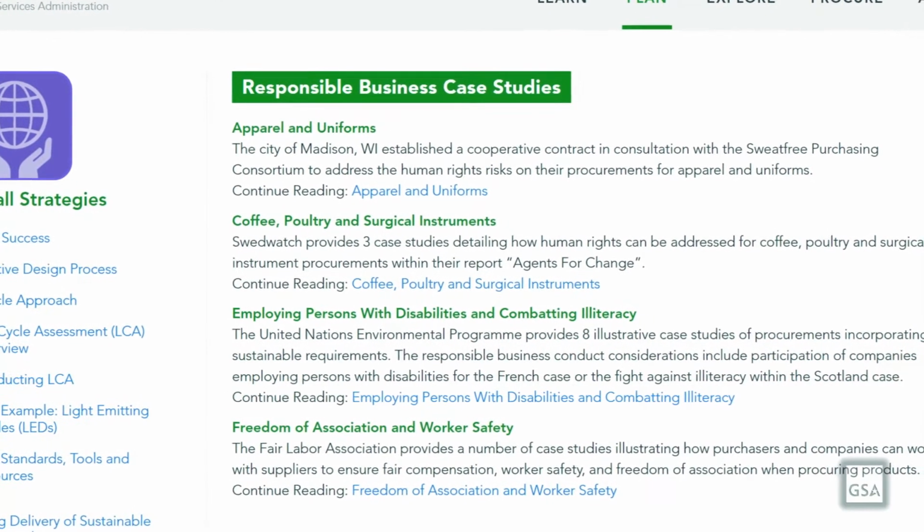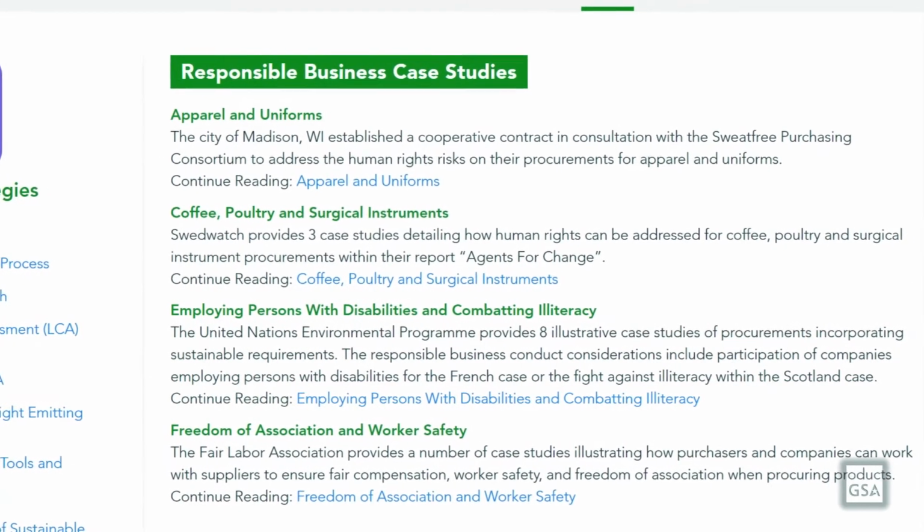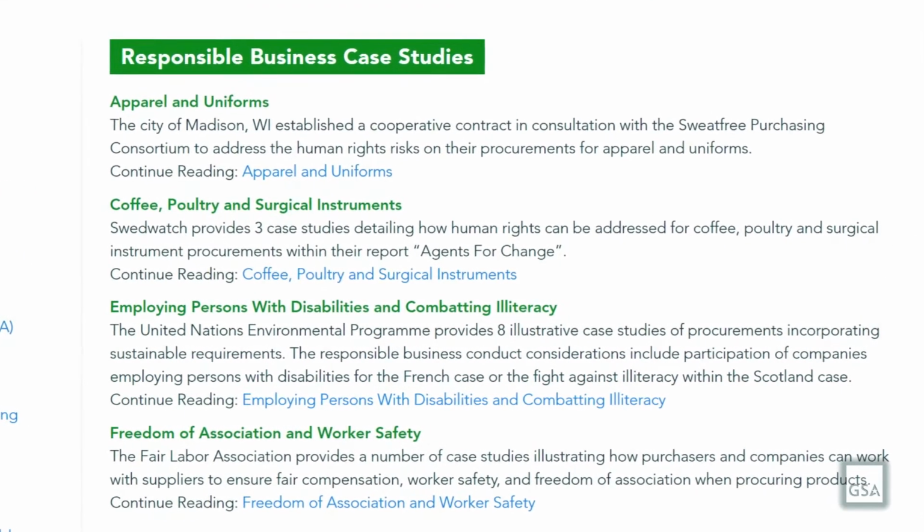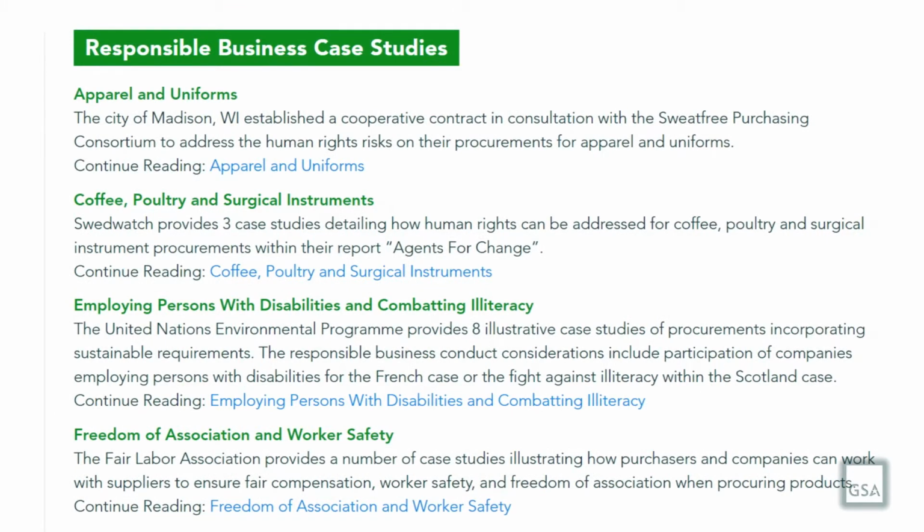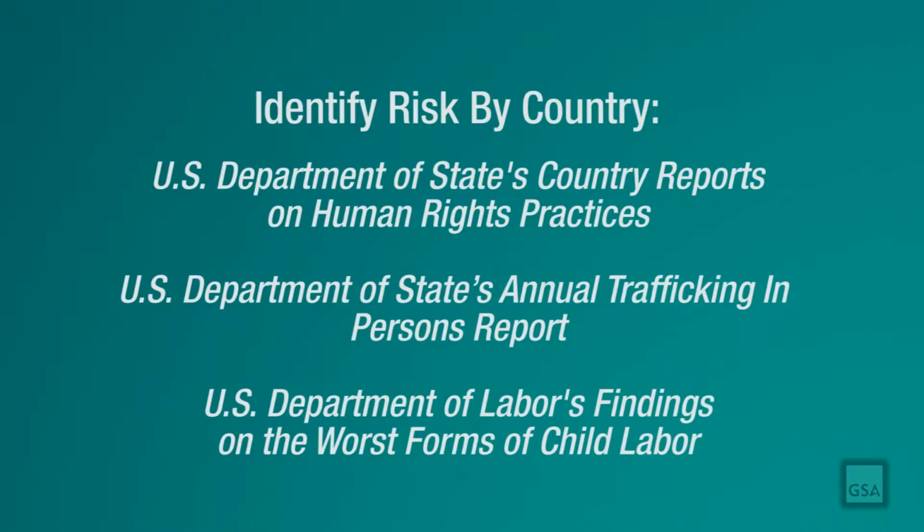In addition to providing best practices, this module also provides relevant case studies illustrating how procurements have been successful in addressing these risks. The first step in the procurement process is to identify whether there are any significant risks for human rights. This can be done by first consulting the resources organized by sector. After consulting resources for sector-specific risks, consult country-specific resources such as the ones listed here.